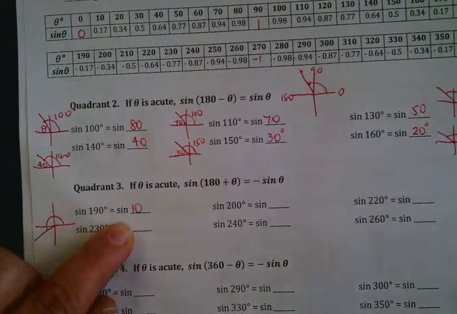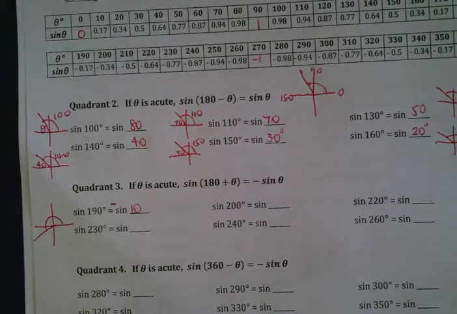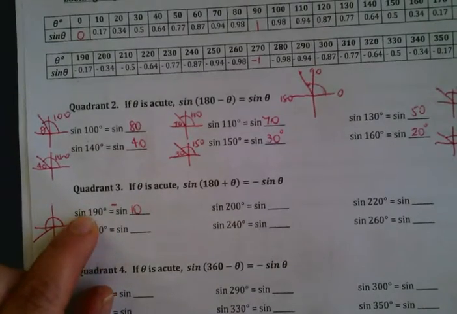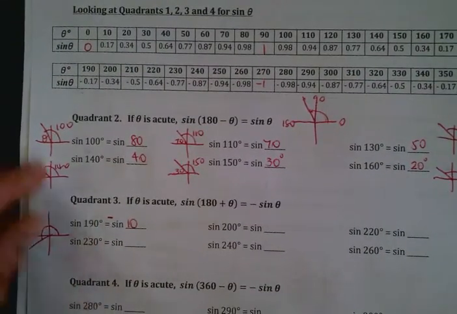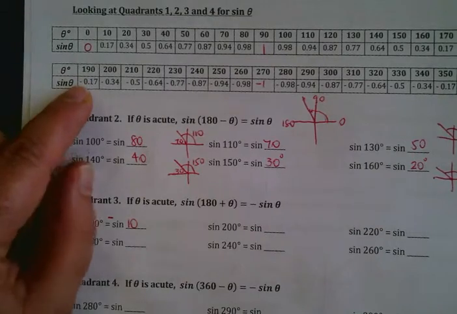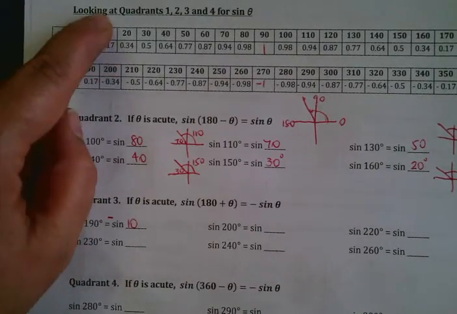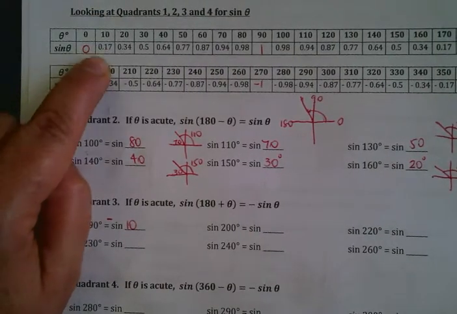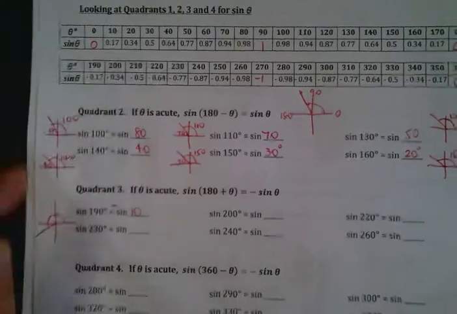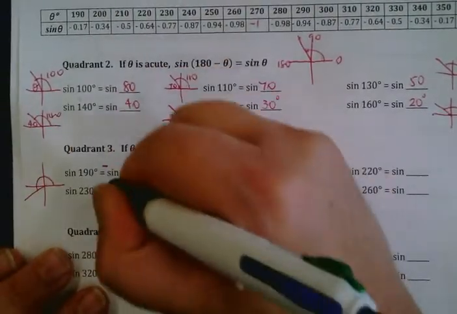Sorry, it's going to be negative sine 10 because I'm in quadrant 3 now and sine of 190 is negative. So it's the same value as negative sine 10. Now look at the table I've given you. Sine of 190 is negative 0.17. Isn't that the same as sine 10 with a negative in front of it?